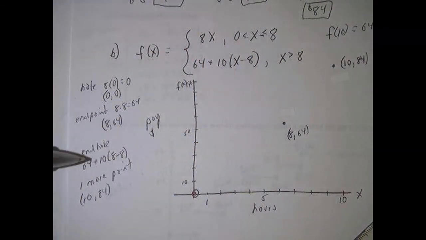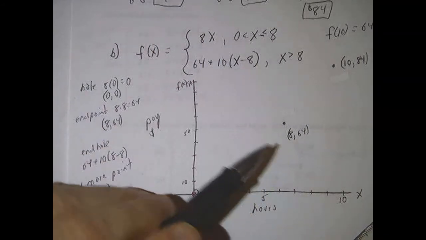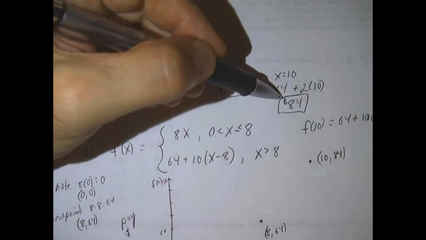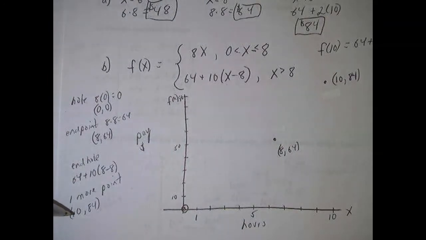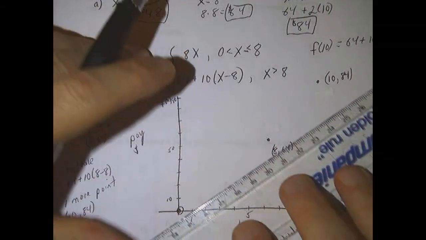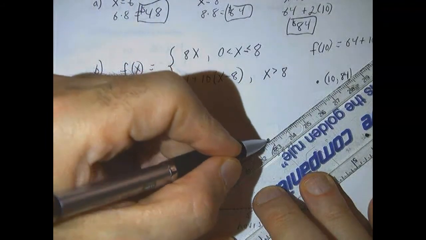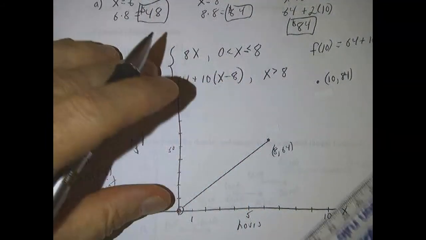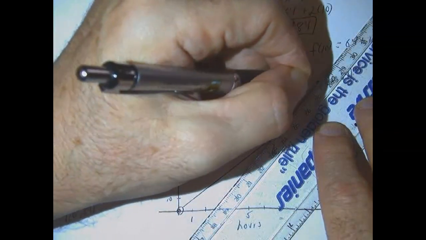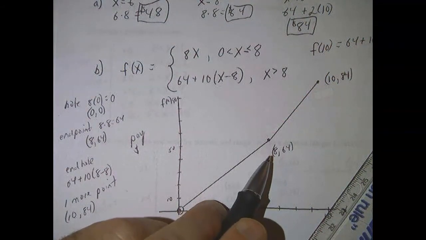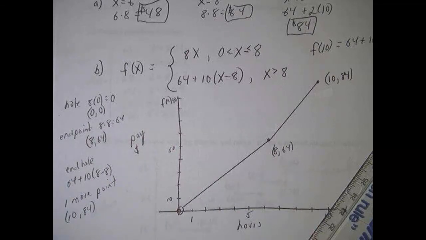Then I did one more point so I could finish the other line, because there are 2 different rules here. I used the fact that we already knew that when the input is 10, the output is 84, so I'm looking at the point (10, 84). My graph's not that neat, but I plotted these points so that you'd at least be able to see them. The function changes direction and gets a little bit steeper after midnight, right? After 8 hours, the function gets steeper, and that would be the graph of the piecewise function.